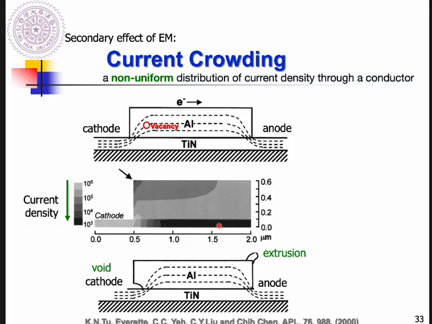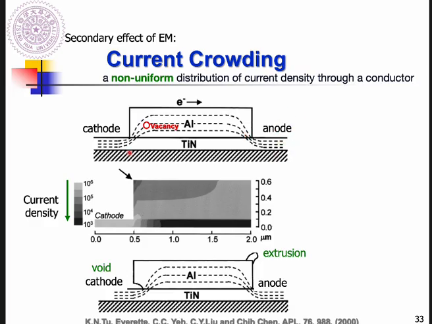And in the meantime, we also have a secondary effect of electromigration. People call it current crowding, induced by a non-uniform distribution of current density throughout our conducting wire or line. So I grabbed the figures here. In this case, we have a titanium nitride layer, and on top of it we have aluminum serving as the conducting wire.